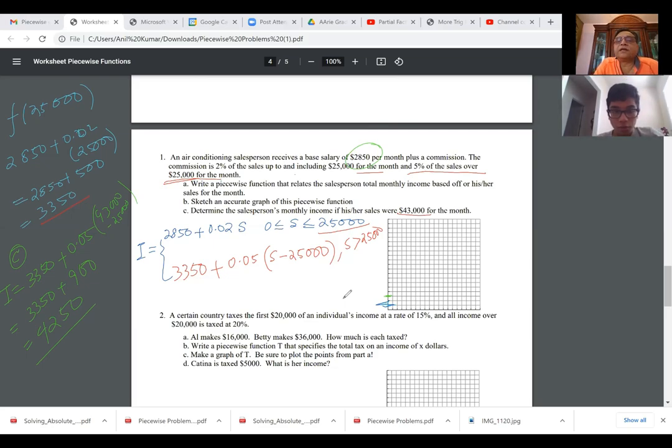So base is 2,850. Correct. So wherever you want to put, you can put 2,850, but we have to make a scale, right? So we have how many divisions? 1, 2, 3, 4, 5, 6, 7, 8, 9, 10, 11, 12. Let's say 10. So we can go each division as 2,000, for example, right? 1,000 each, right?